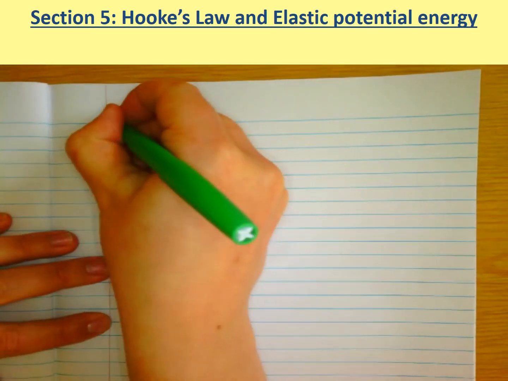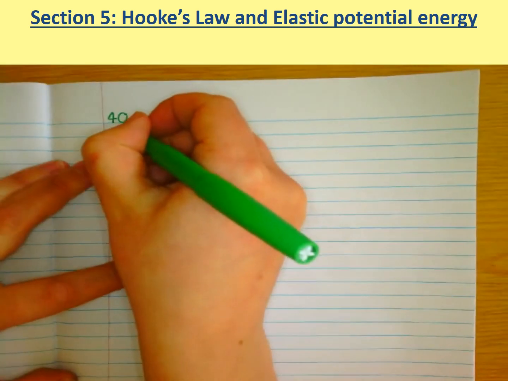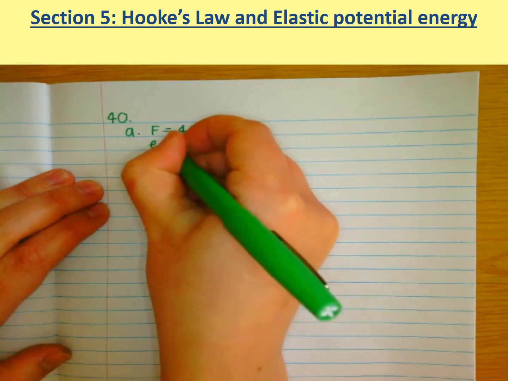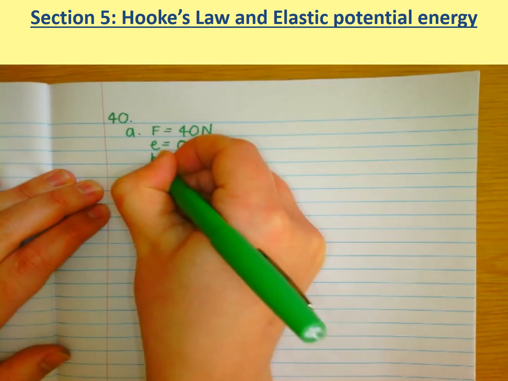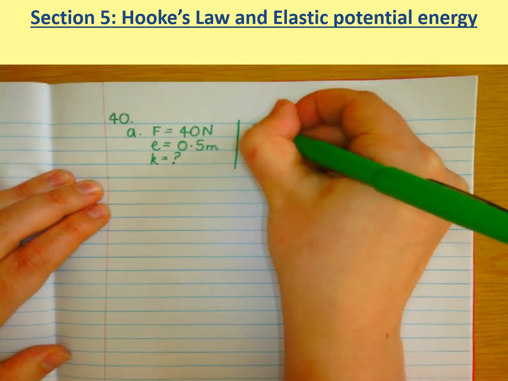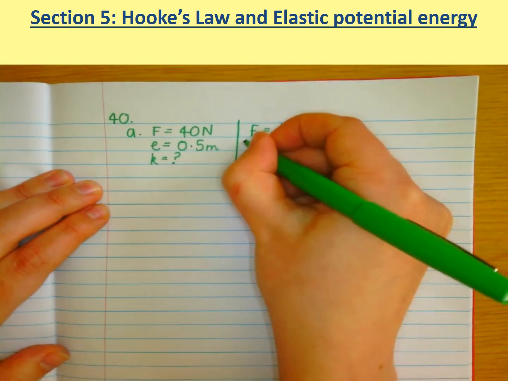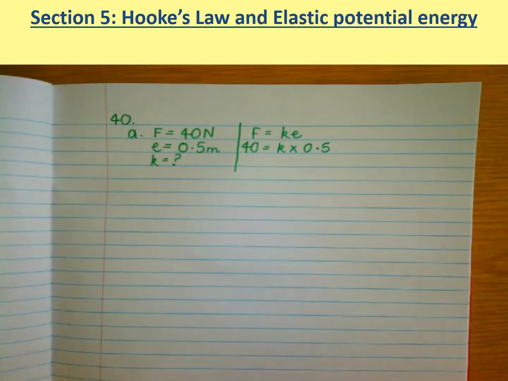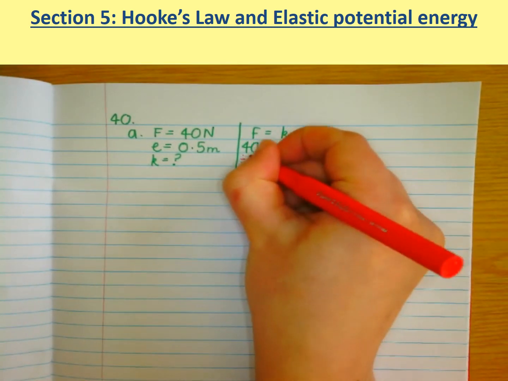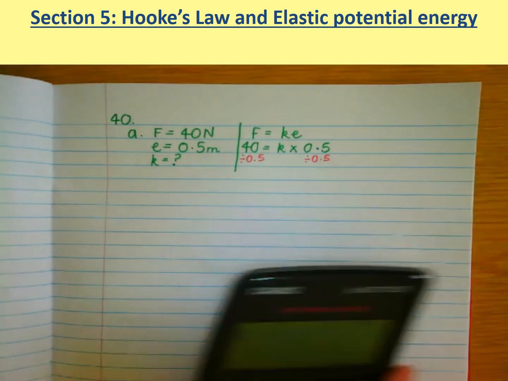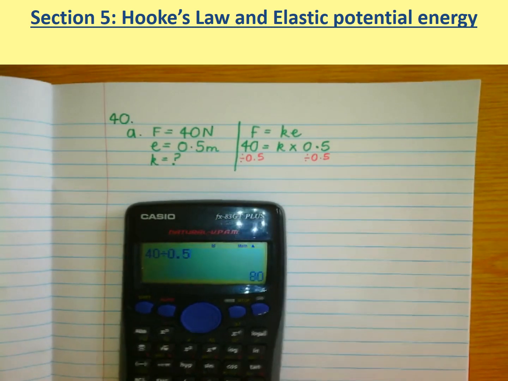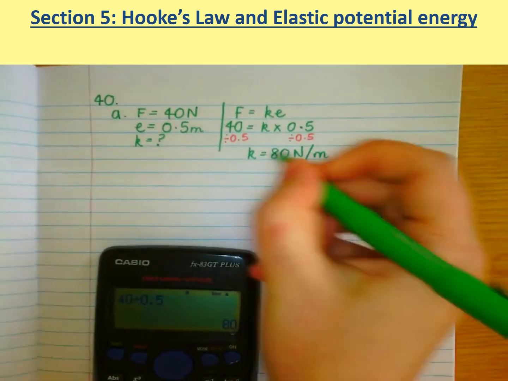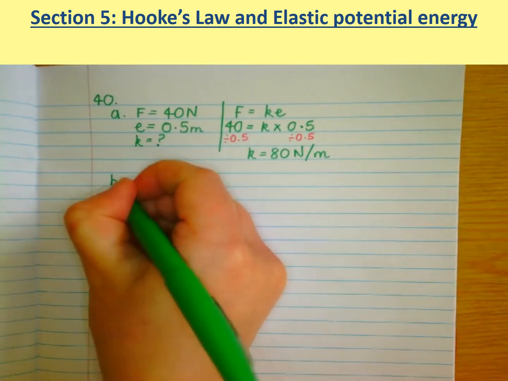Question 5 asks us to use Hooke's law and elastic potential energy within one question. So let's have a look at question 40. Part A says there's a force of 40 newtons applied to a spring, and that causes an extension of 0.5 metres, and we've been asked to find the spring constant. So the equation we're using is Hooke's law, F equals ke. 40 newtons is equal to k, the spring constant, times 0.5. So I'm going to divide both sides by 0.5, and since 0.5 divided by 0.5 is 1, we can ignore that, and then on our calculators do 40 divided by 0.5. That gives me a spring constant of 80 newtons per metre.